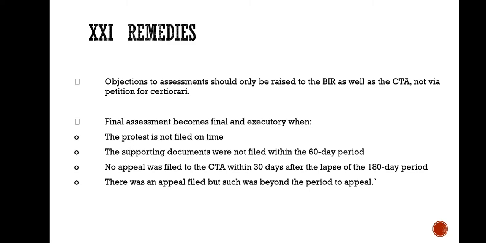So, objections to assessments should only be raised to the BIR as well as the CTA and not via petition for certiorari. The final assessment becomes final and executory when the protest is not filed on time, when the supporting documents were not filed within the 60-day period, when no appeal was filed to the Court of Tax Appeals within 30 days after the lapse of the 180-day period, and there was an appeal filed but such was beyond the period to appeal.